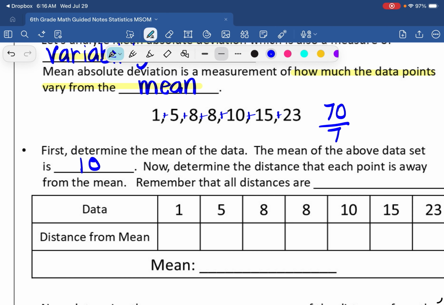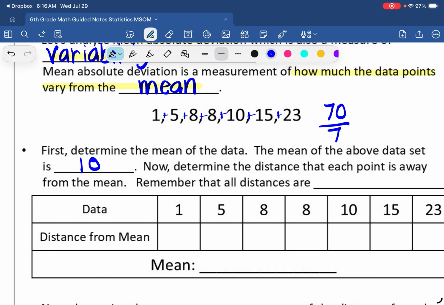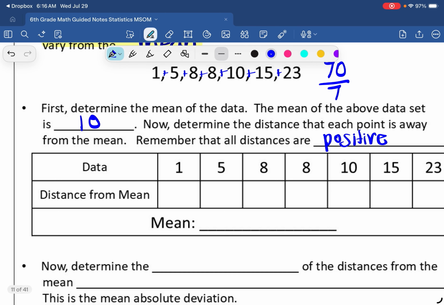Now it says mean absolute deviation, meaning we are going to determine the distance that each point is away from the mean. Remember that all distances are positive. So how far is 1 away from 10? 1 away from 10 is 9. Now, if I don't know that, I can always go 10 minus 1. How far is 5 away from 10? That is 5. Again, I can go 10 minus 5. The distance between 8 and 10 is 2. The distance between 10 and 10 is 0.